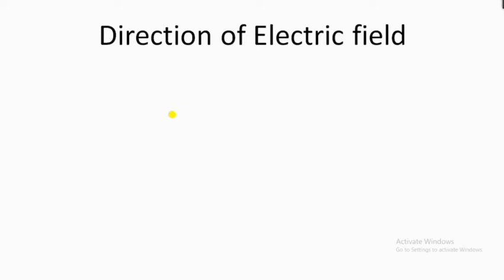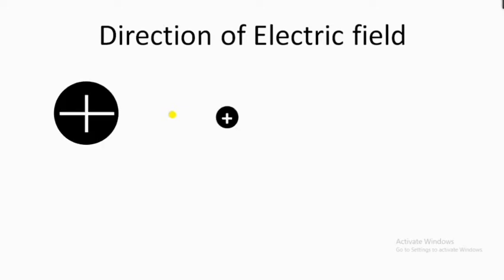Now let's understand the direction of electric field. So suppose I have a big positive charge, and if I leave a small positive charge here, and that will be our test charge. Test charge is the small positive charge. So the direction of force will be in this direction, that is towards the right. So this is the direction of electric field.